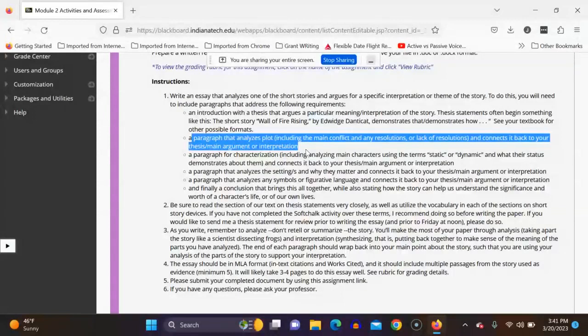Conflicted with machines. What do we do with that conflict? There are lots of different types of conflict. I won't go through all of those. You will read about those when you do the reading. Then you're going to do a paragraph for characterization.